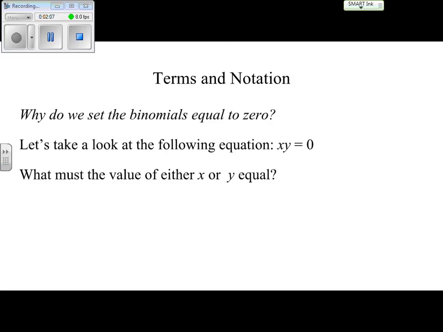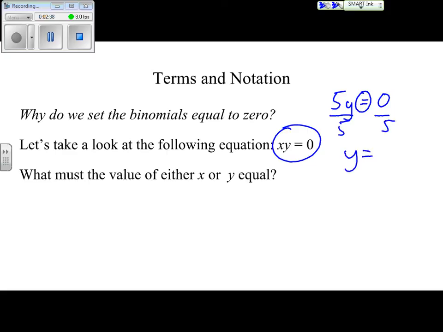So why do we set the binomials equal to 0? Well, let's take a look at the following equation. I've got two variables here, x times y equaling 0. So xy equals 0. Let's think about this for a second. What does x or what does y have to be if we equal 0? So let's say that x was 5. So we had 5y equals 0. Well, what does y have to be to make 5 times y equal 0? Well, we could use algebra to solve this. Divide both sides by 5, and I get y is equal to anything divided by 0 is 0. So let's check that. 5 times 0 equals 0.